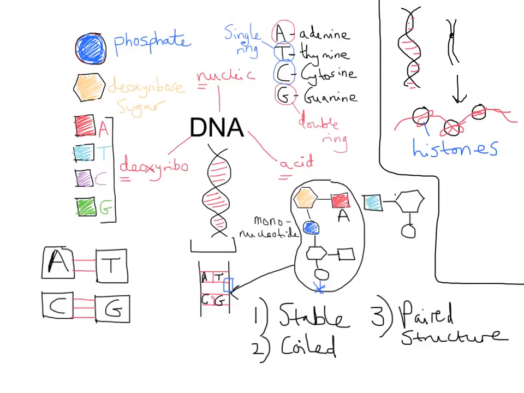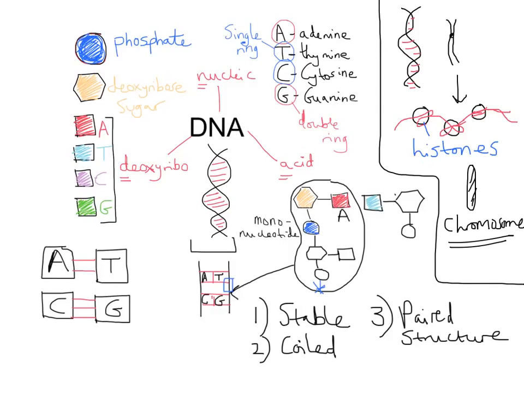So those DNA molecules are wrapped around histone proteins and it's coiled up to form what we know as a single chromosome. And that happens in eukaryotic cells. So the DNA is wrapped around histone proteins to form a chromosome.